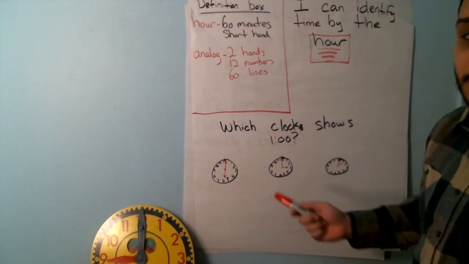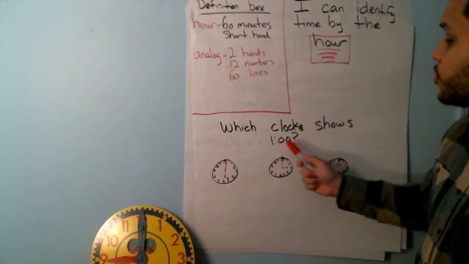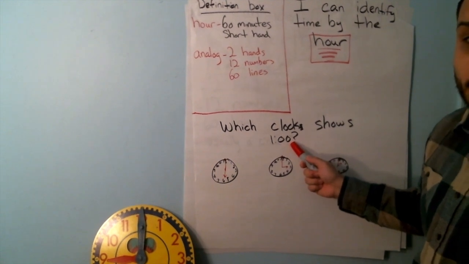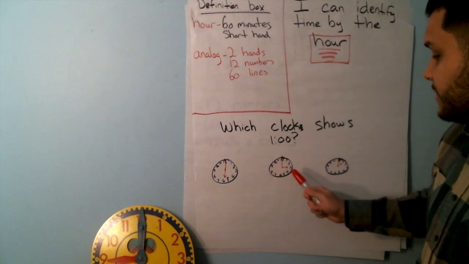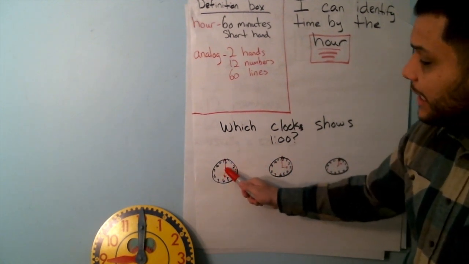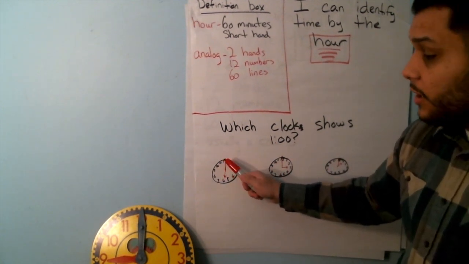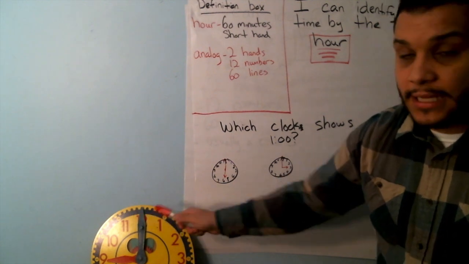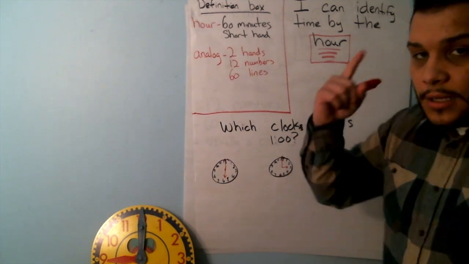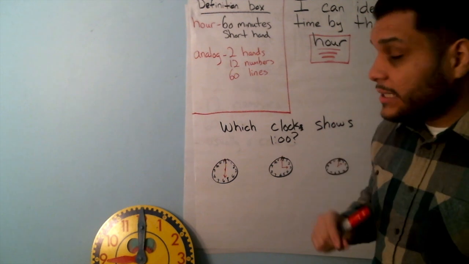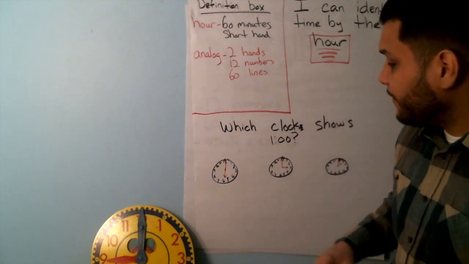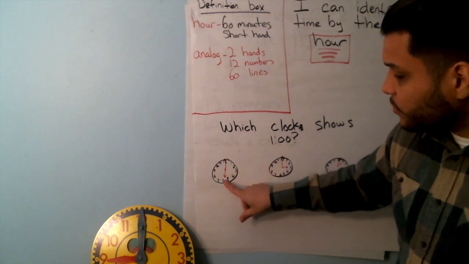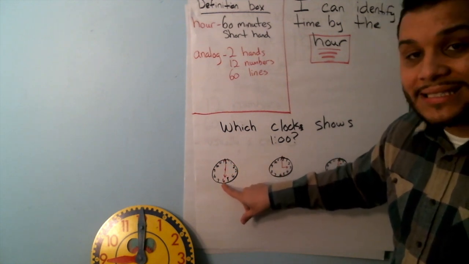So the question is asking me, which clock shows 1 o'clock? Well, if I look at all 3 of my clocks, I'm sorry that they're small, I do see that my long hand is pointing at the 12. So I know that there are no minutes in any of these times. My next thing should be looking at the short hand to see which number it is pointing at. If I look closely at this one, the short hand is pointing at the 6.